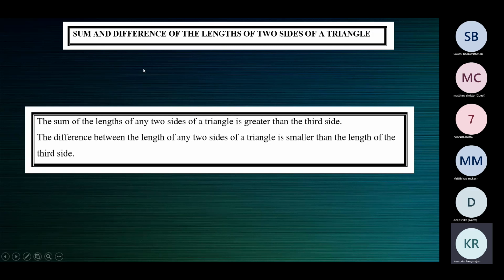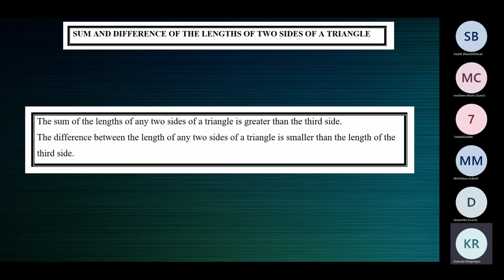Now look at these two properties of a triangle. One is about the sum of the lengths of the sides of the triangle, and the other is about the difference of the lengths of the sides of a triangle.